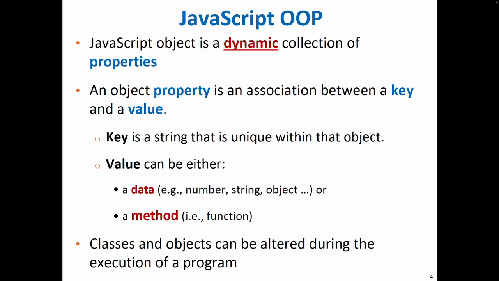But I need to say that it is quite different. JavaScript has really interesting features that don't exist in Java object-oriented programming. I can summarize them in this one sentence: a JavaScript object is a dynamic collection of properties. This sentence reflects and covers all the differences compared to object-oriented programming in Java.